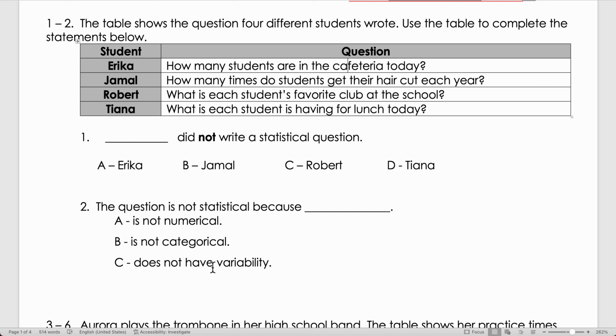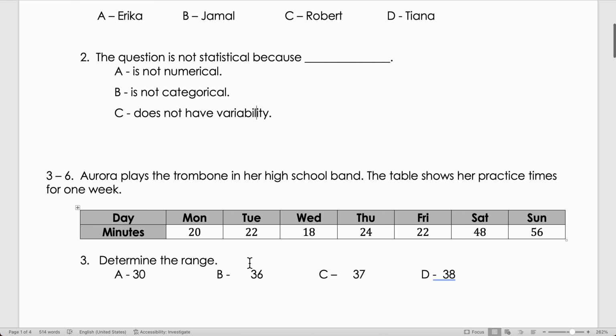C, it does not have variability. This is what I'm looking for here. Variability is another way of saying it has multiple answers. There's just one answer. It's this many students in the cafeteria, so number 2 is going to be C. It's not a statistical question because it doesn't have variability. So I hope that helps you teach him statistical questions. That's a really good test item on those.